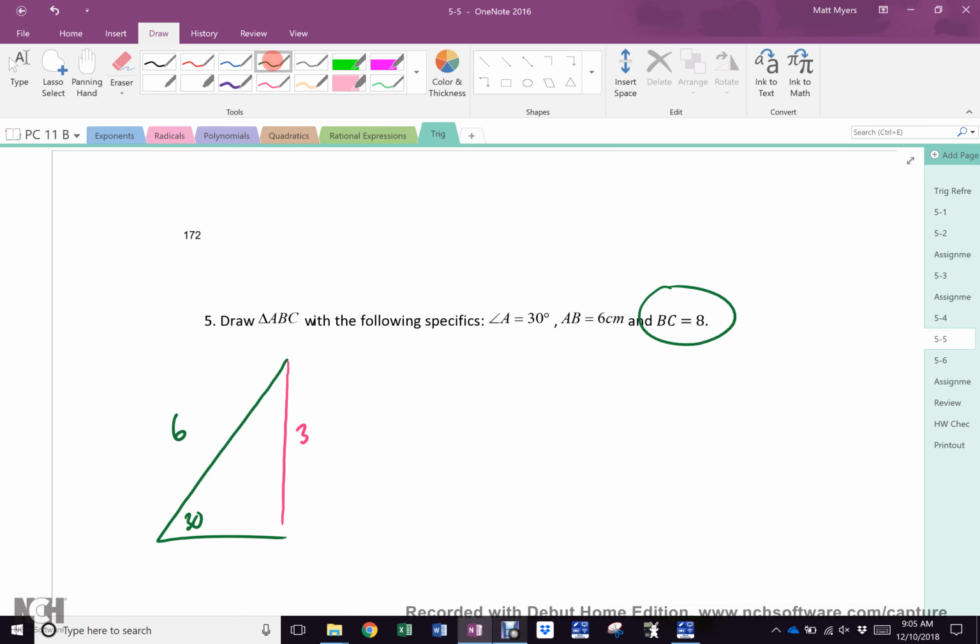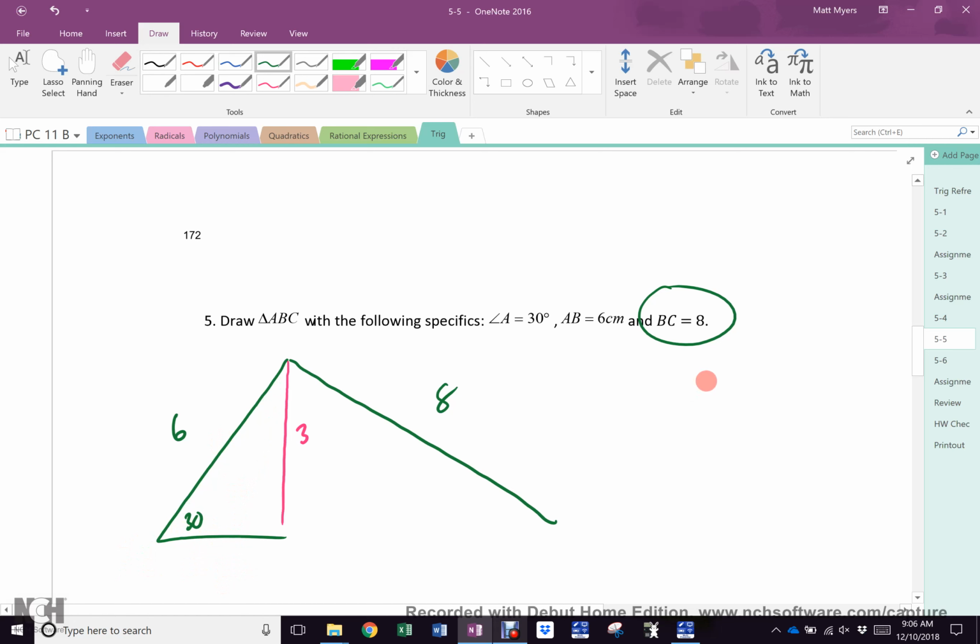Okay, so if this is 3, I got another one. I got this green line. Could I go this way and have 8? I could. Could I go this way and have 8? No, why not? Because there's already a side there and it's 6. If I go here, I'm going to go past 6, aren't I? So I can't make that triangle, can I?